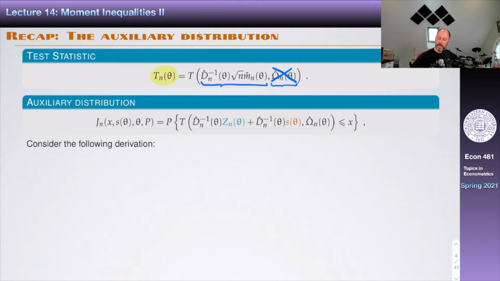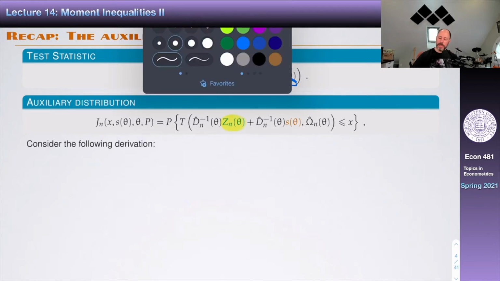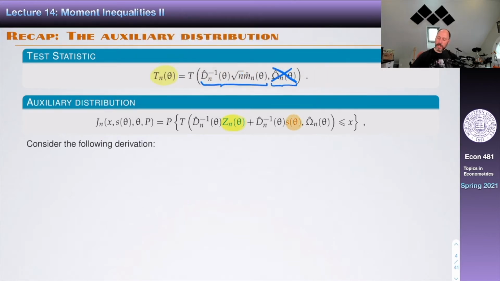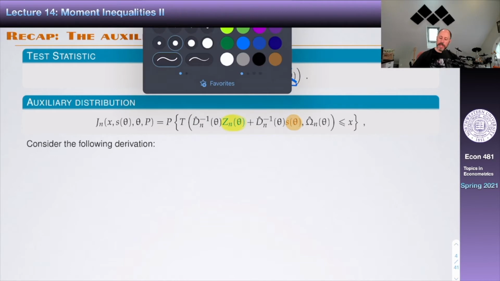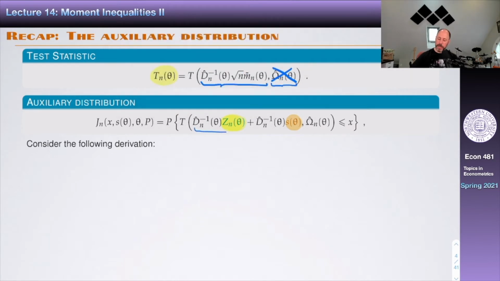And then we came up with this auxiliary distribution, which essentially depended on a random variable that was normal, this Zn(theta), or asymptotically normal, and a function that we call S of theta. Okay, the other elements are known. And this auxiliary distribution was the distribution of the test statistic evaluated at this expression, right? Which is this long thing. And the question is, why is this useful?